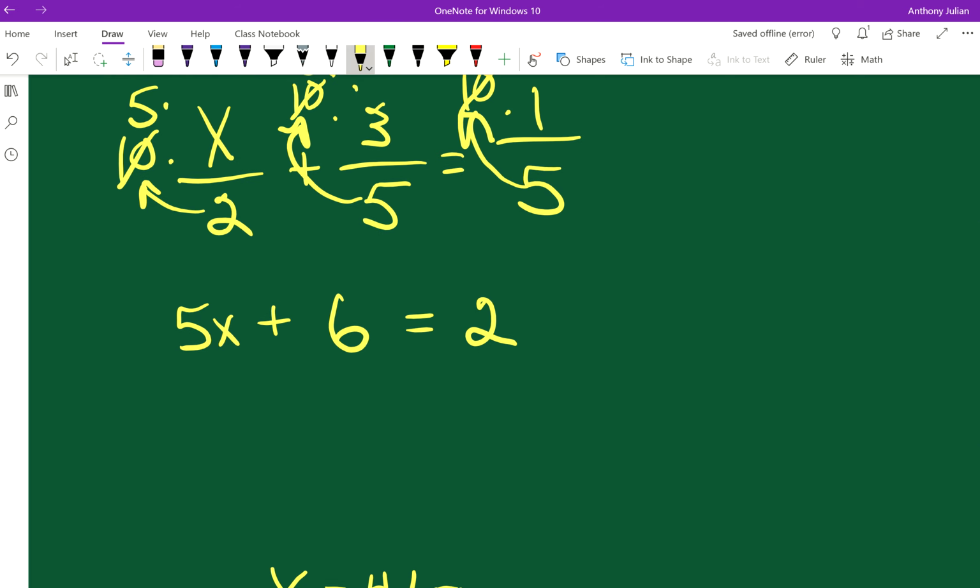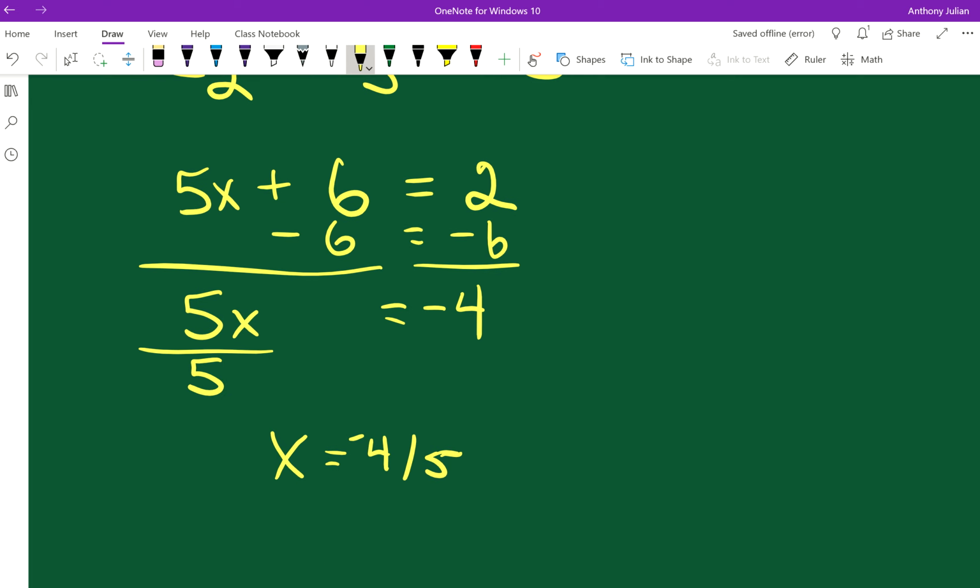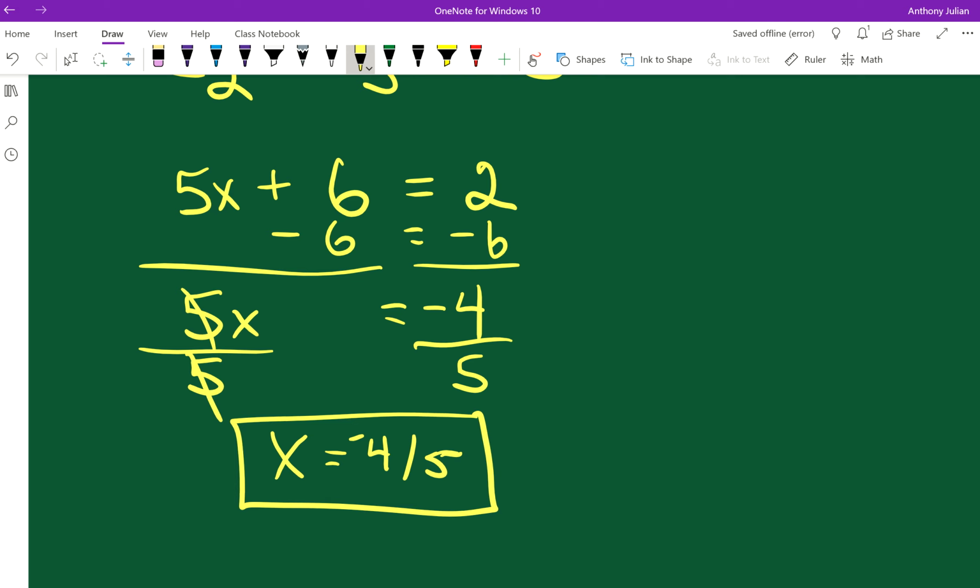All I'm going to do is subtract 6 from both sides, and I end up with 5x equals -4. If you divide both sides by 5, then x is going to equal -4 over 5, which is right here. So that's what I'm doing: eliminating the fractions by multiplying by the LCD. Or if you still want to get the denominators to be the same, you can do that, but then you discard the 10.